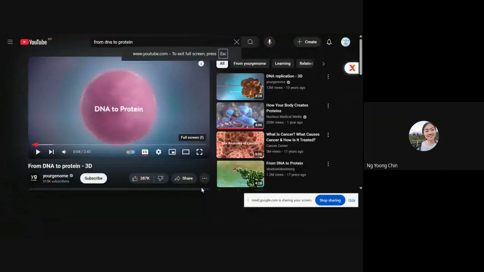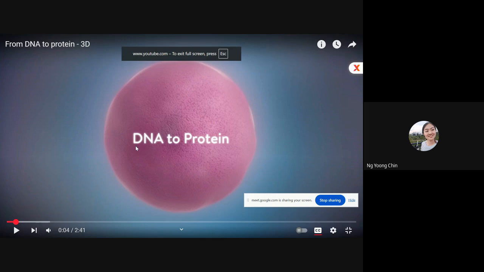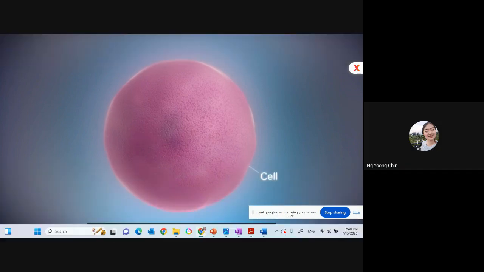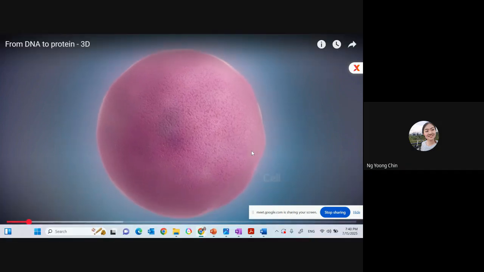Okay. So let me show you the whole process. You can see from the DNA to the proteins. Okay, so let's start our movie now. You can see now, cell is a basic unit of living tissue.